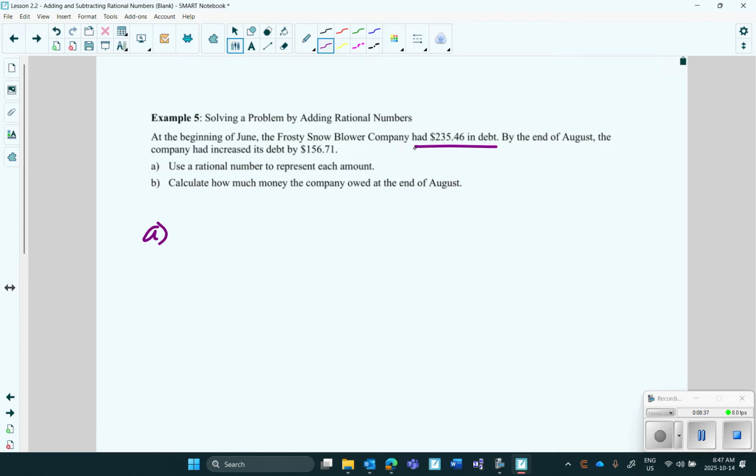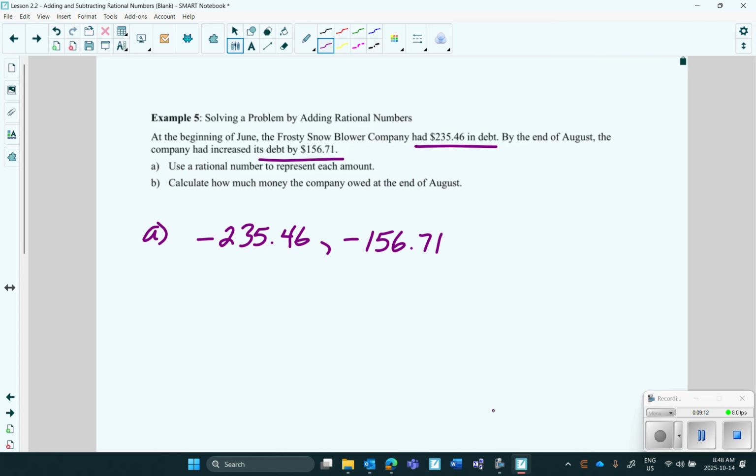$235.46 in debt. Negative 235.46. That's how you write the first one. The second one is another debt of $156.71, so again, negative 156.71. We don't put the units.